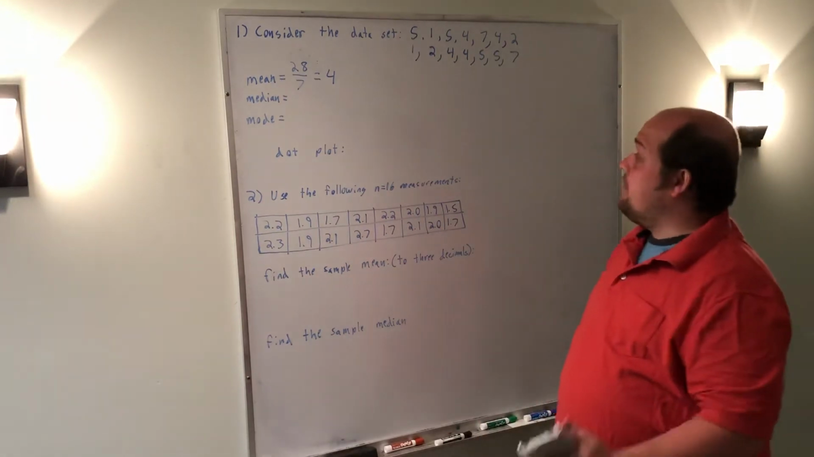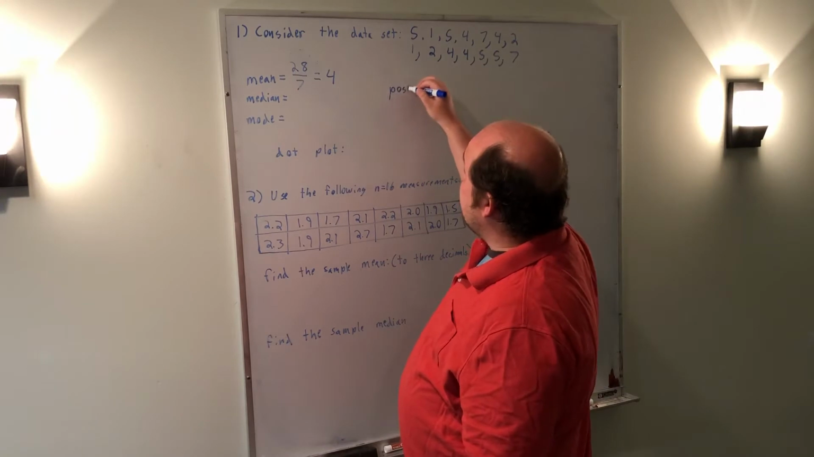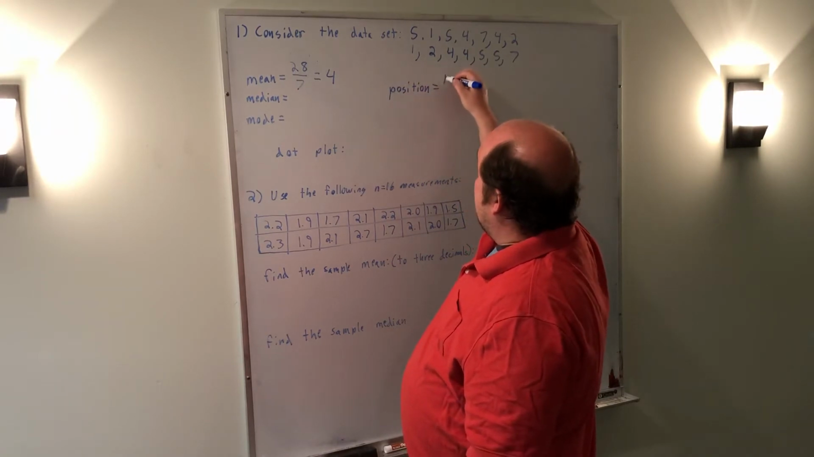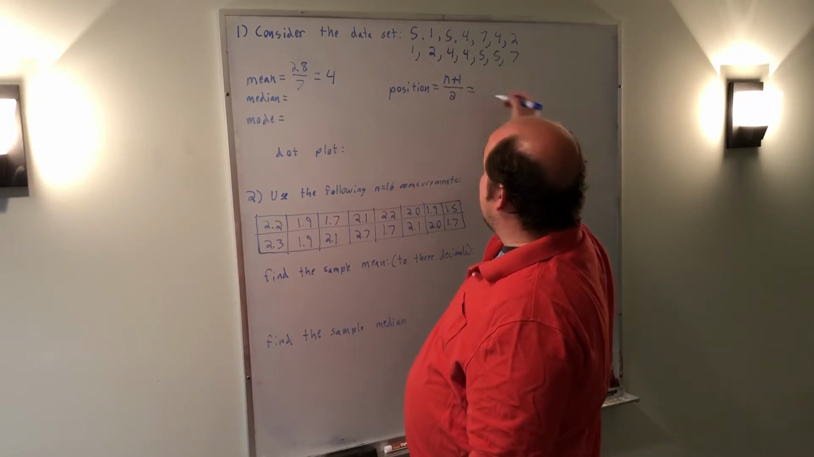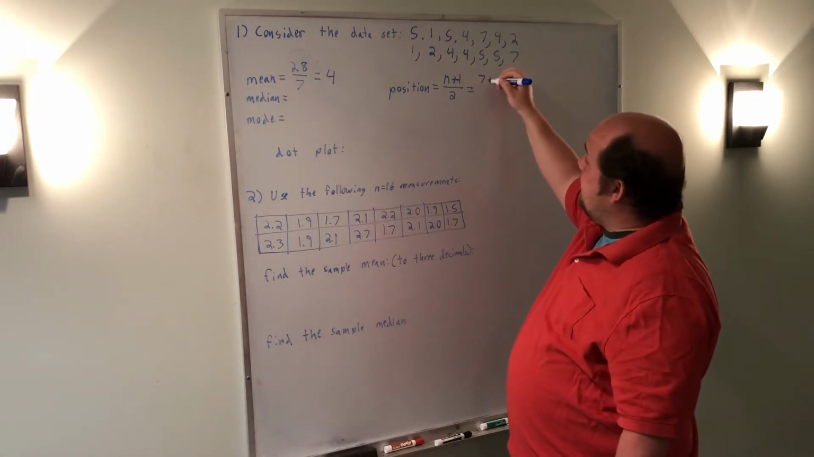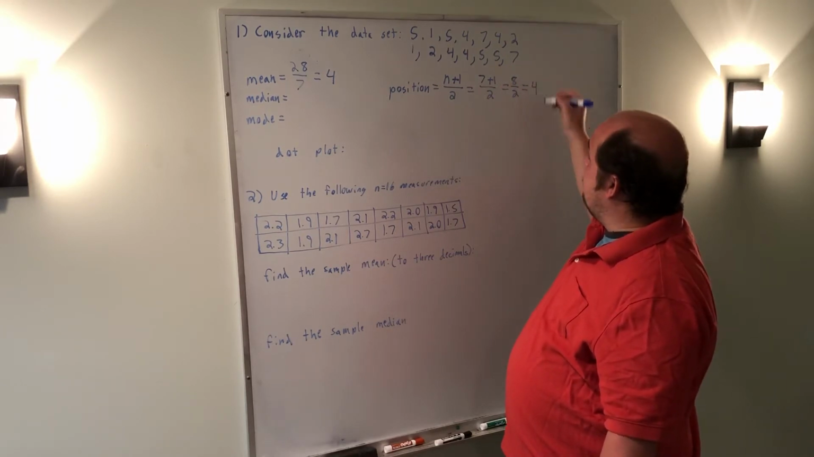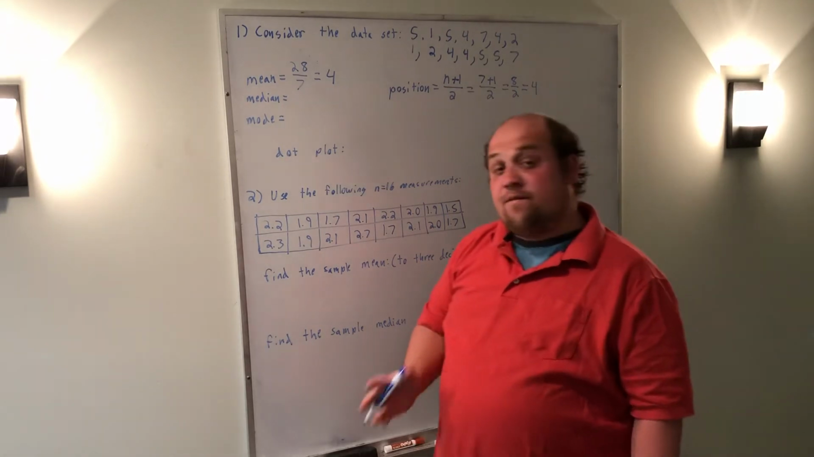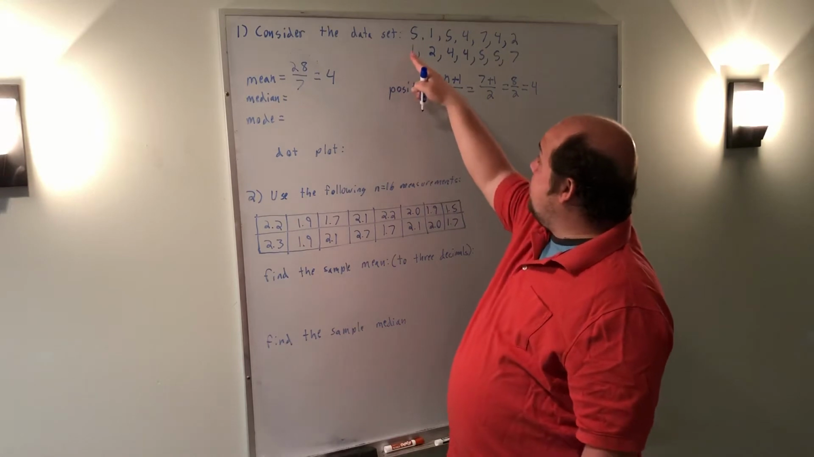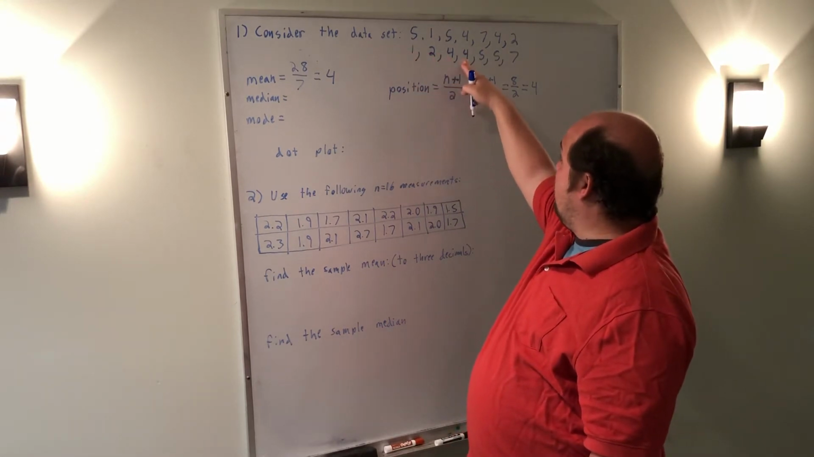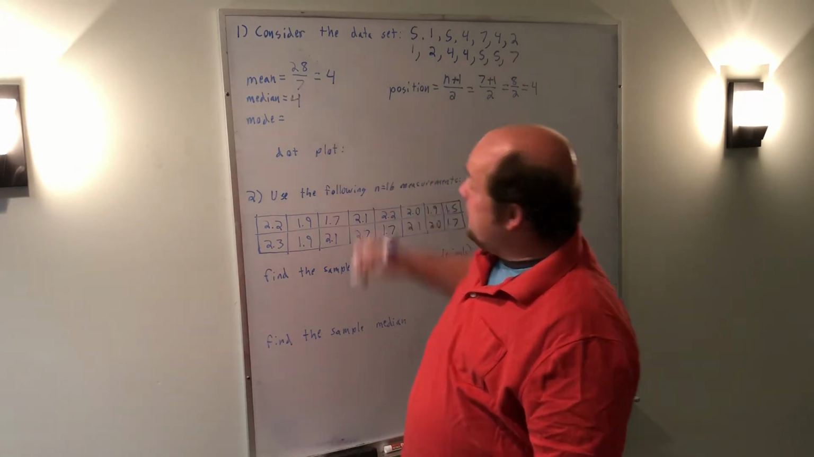When I go to calculate my median, I should start by doing the position function. The position of my median equals n, the number of data points I have, plus 1 divided by 2. In this case, I have 7 data points. When I do 7 plus 1, I get 8. Divided by 2 tells me 4. That means the 4th data point in my ordered list is the median. As I count over 1, 2, 3, 4, the 4th number in my ordered list is 4. That's why it's the median.